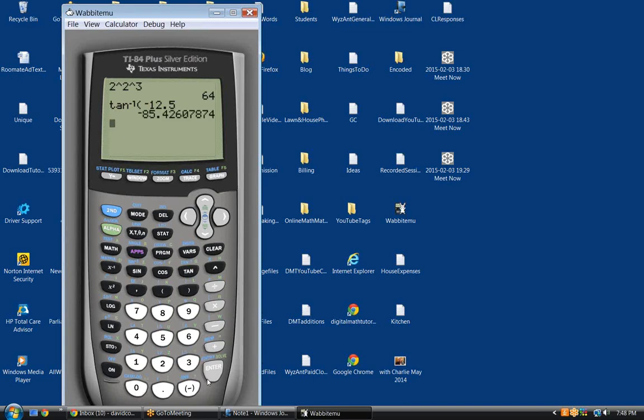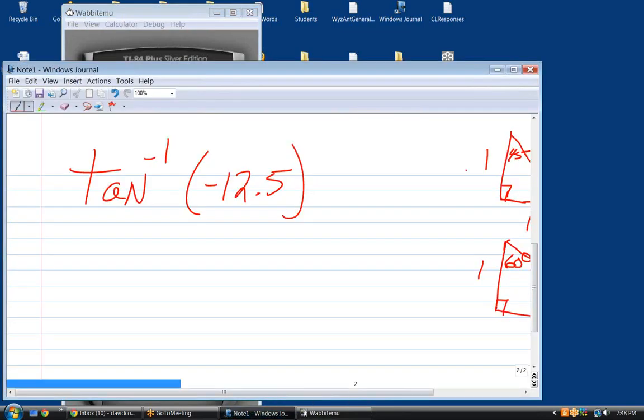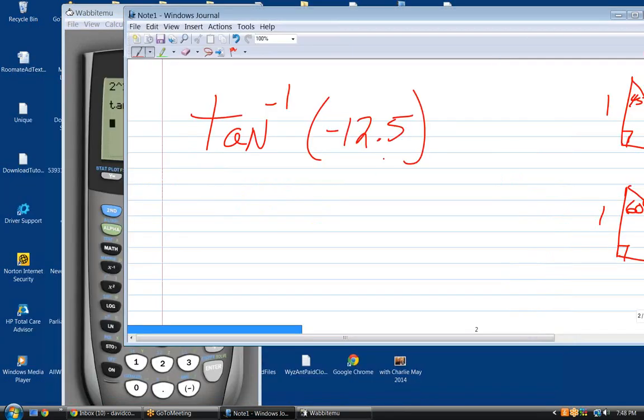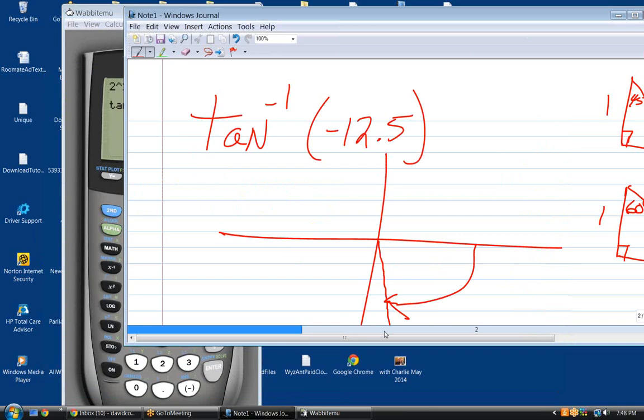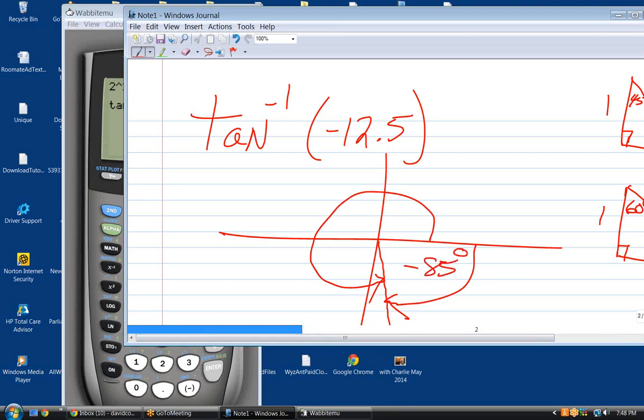Now, this brings up a good point. When you're using your calculator, notice that when you're dealing with tangent, it's going to give you positive numbers in the first quadrant. It's going to give you negative answers in the fourth quadrant. Well, minus 85 degrees is fourth quadrant. If I go this way, there's my 85 degree angle. Now, that's the same thing as that, but it's measured as a negative angle. In other words, it goes clockwise instead of counterclockwise.